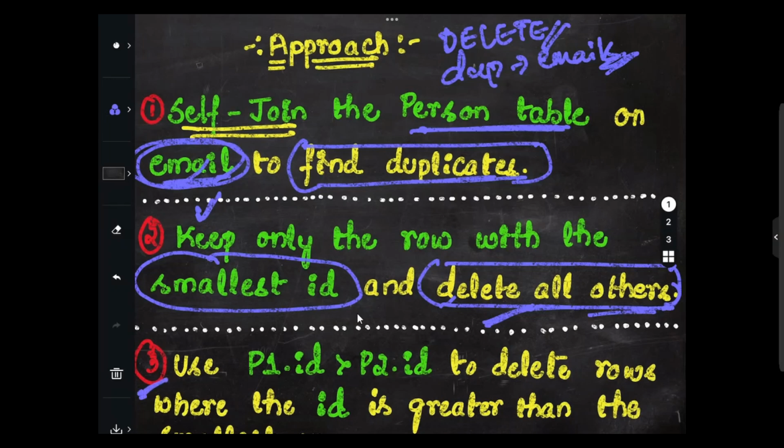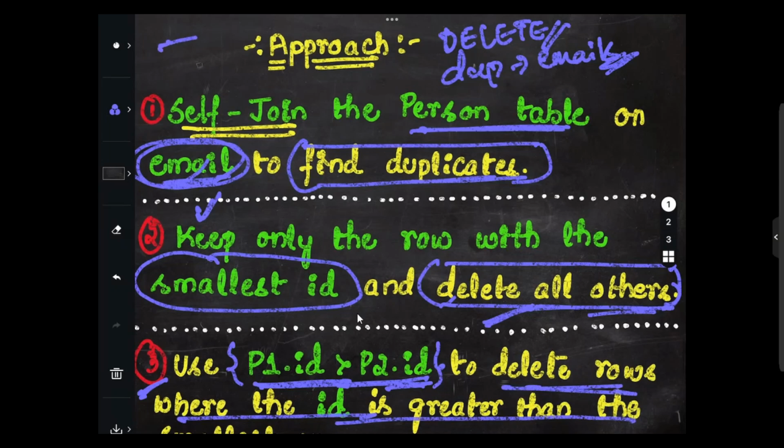We will be making use of p1.id greater than p2.id. So why will we be making use of this one? Basically, we have to delete the rows where the ID is greater than the smallest one. Apart from the smallest ID, if a duplicate is found, then we have to delete all the IDs with a particular row, right?